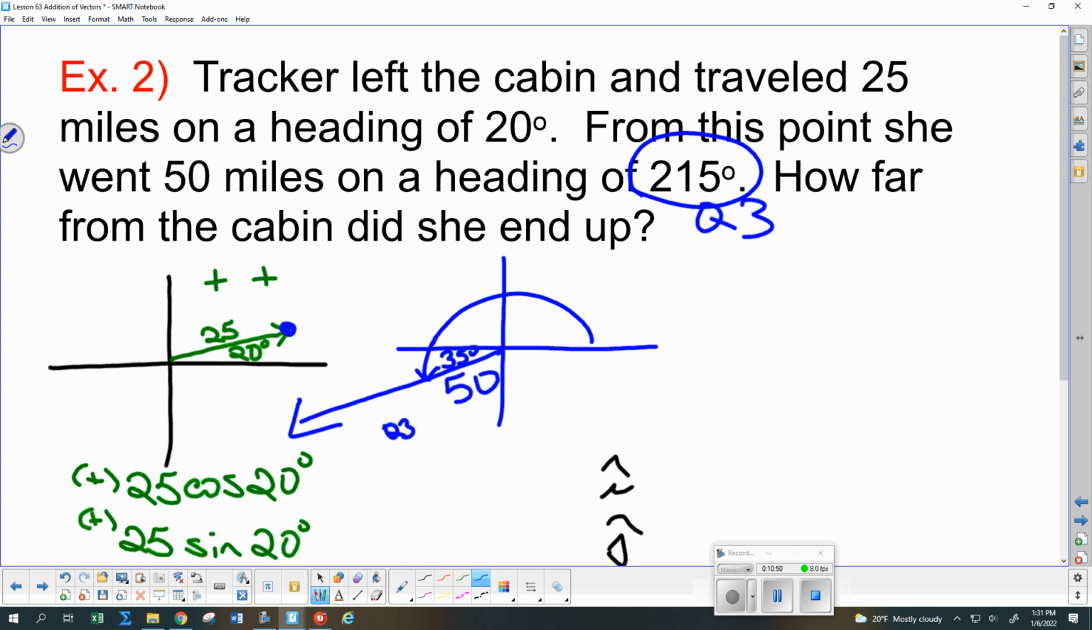So far, so good. Q3, going to the left is negative, going down is negative. So negative, negative in Q3. That means negative for the cosine part and negative for the sine part. Distance, how long it is, goes on the outside. And the angle has to be that 35 degrees.